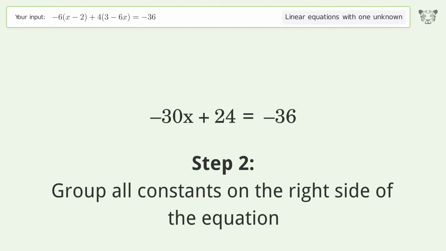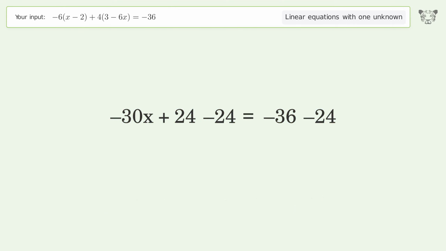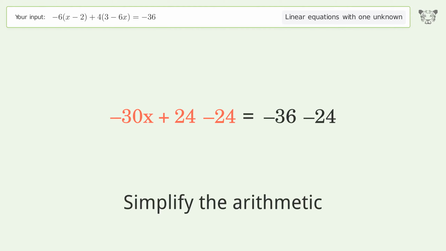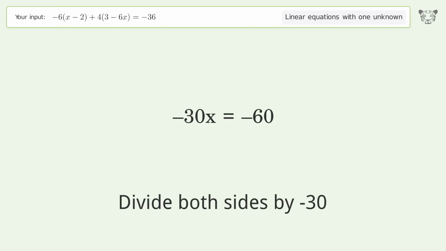Group all constants on the right side of the equation. Subtract 24 from both sides. Simplify the arithmetic. Isolate the x. Divide both sides by -30.